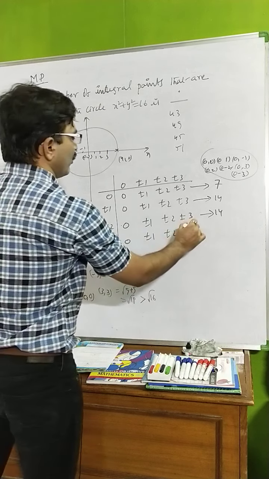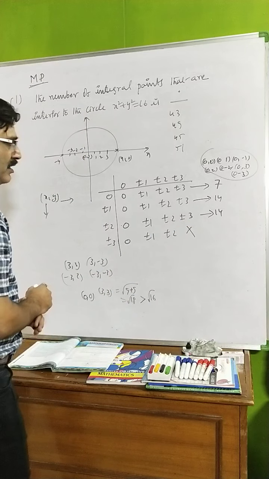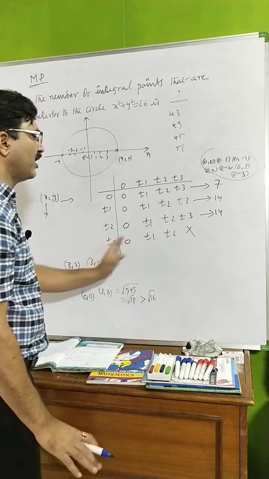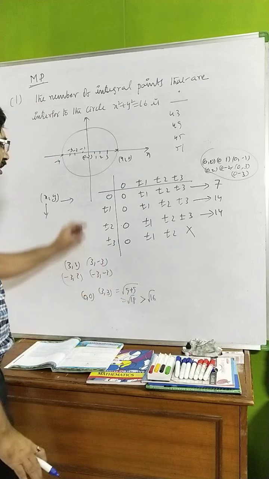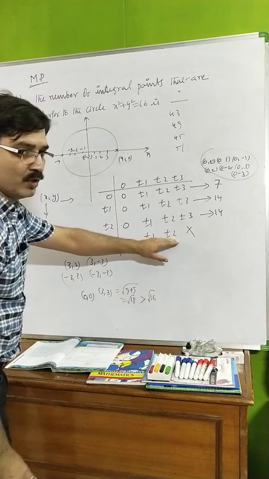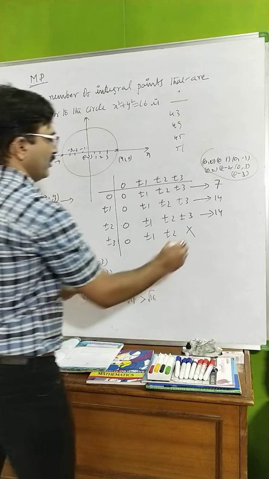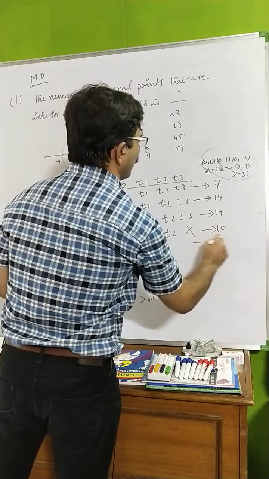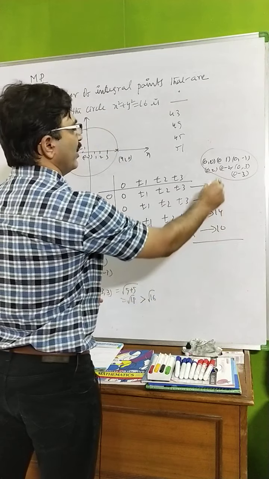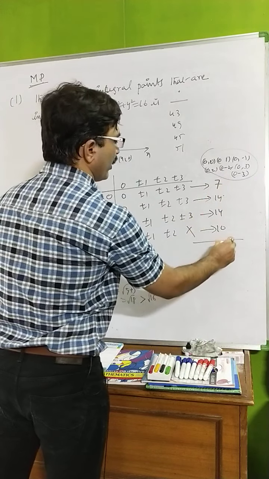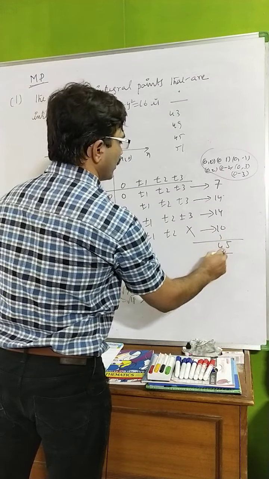That's the reason I don't want to take this. This is the reason I don't want to take that one. (3, 2) exists, but not this one. Here 2 plus 2, 4, 4 plus 1, 5, 5 into 2, 10. How many? 10 points. Total number of points are what? Just add it here: 8 plus this 15, 45 points are there.